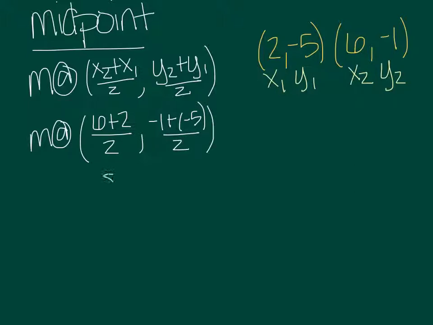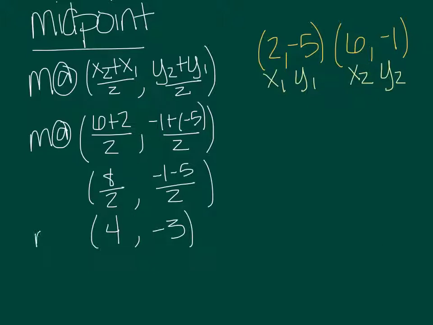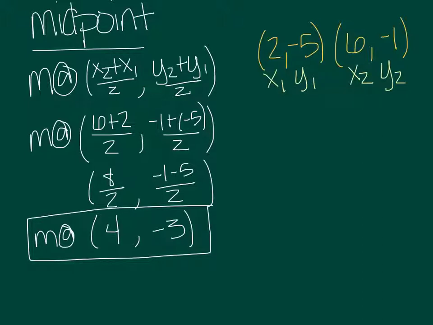6 plus 2 is 8, and 8 halves makes 4, so our x value for the midpoint would be 4. Our y values, we have a positive times a negative, which is a negative, so -1 minus 5 over 2, or -6 over 2 is a -3, so our midpoint would be at the point 4, -3.